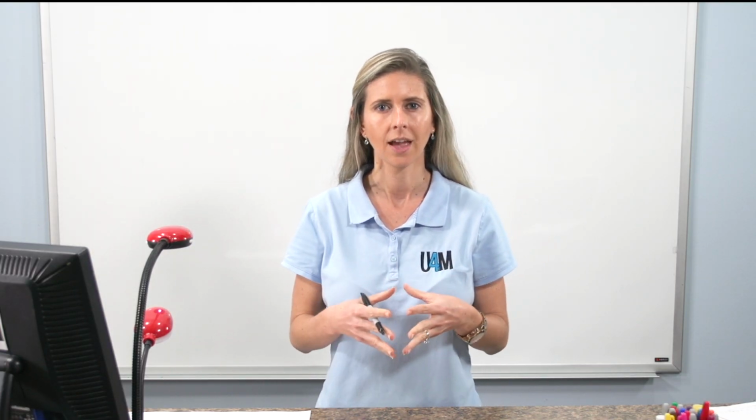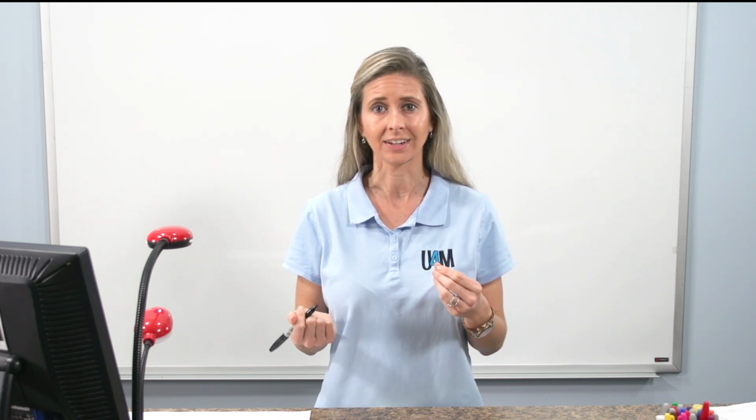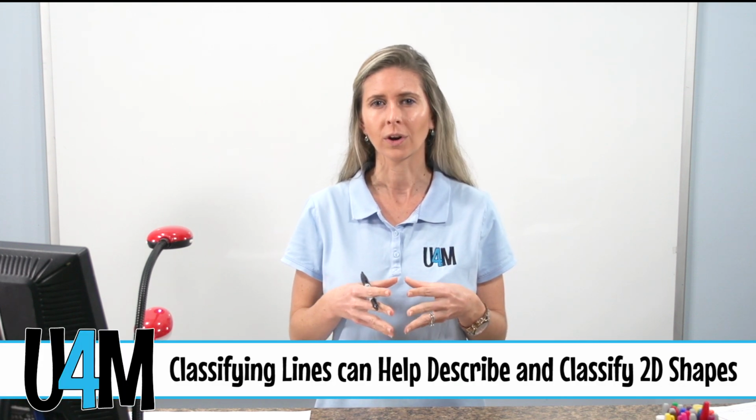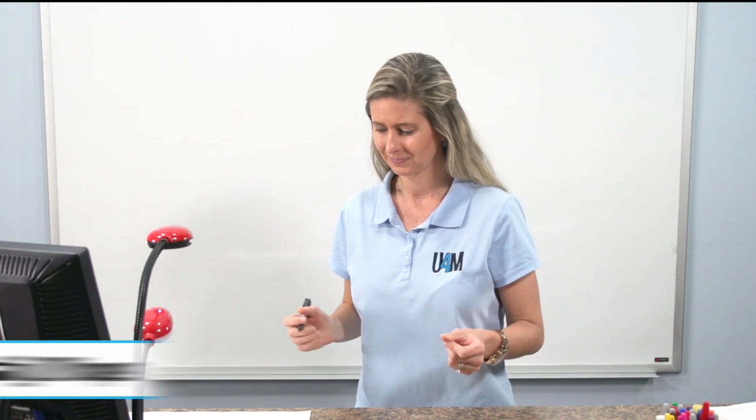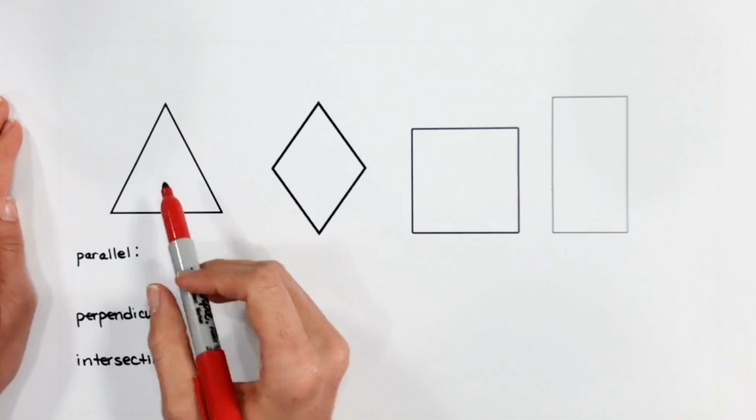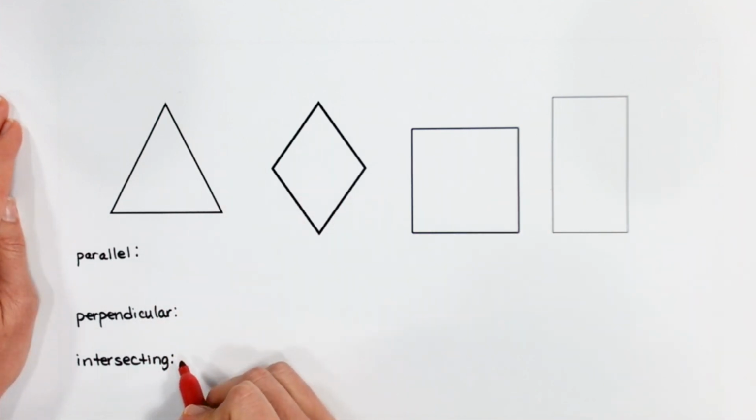So now that students have worked with classifying lines, how does this relate to when we're looking at shapes and sorting shapes based on the lines? Let's take a look at some of our common 2D shapes where classifying lines would help us to then classify the shape. Here we have some common shapes. We're going to look to see if each of these shapes have parallel lines, perpendicular lines, and intersecting lines.